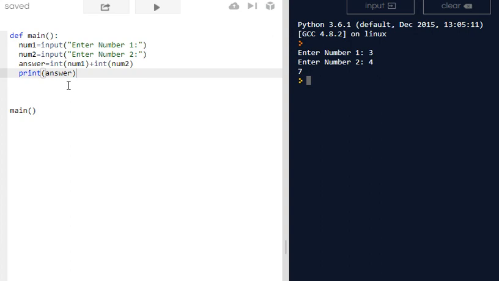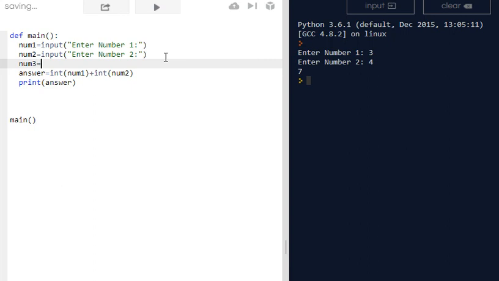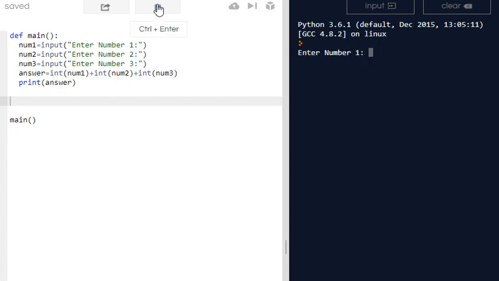To extend the challenge, you were asked to ask the user for 3 numbers, and that shouldn't be too difficult. You simply add in another variable. And then the answer would be equal to int num1 plus int num2, obviously plus int num3. So 1 plus 2 plus 3 should give us 6, and it does.